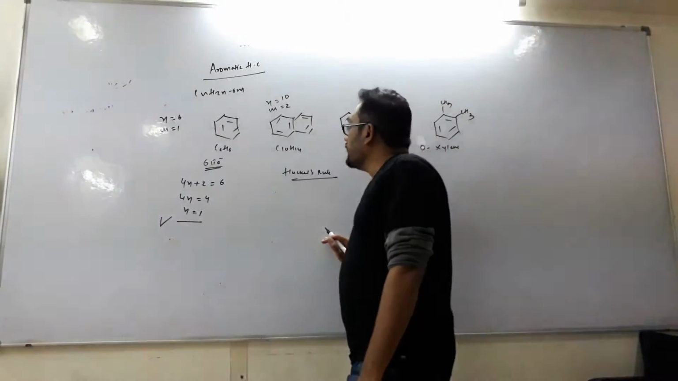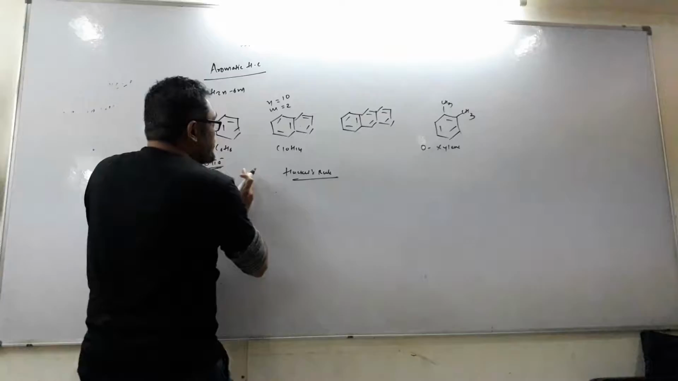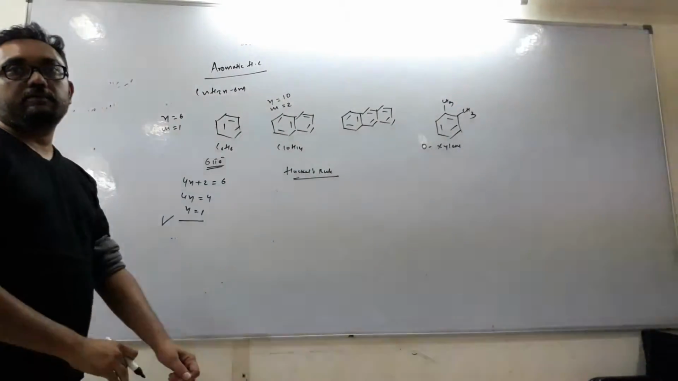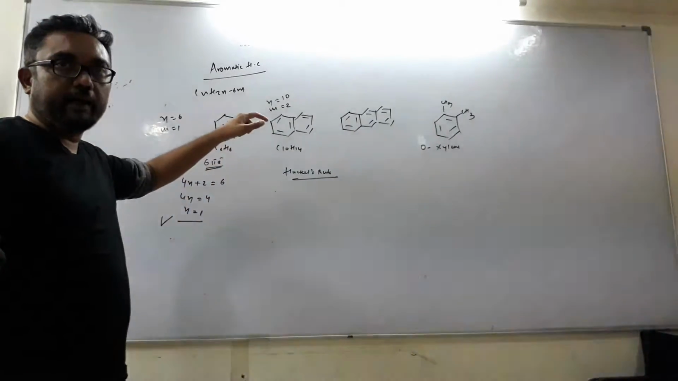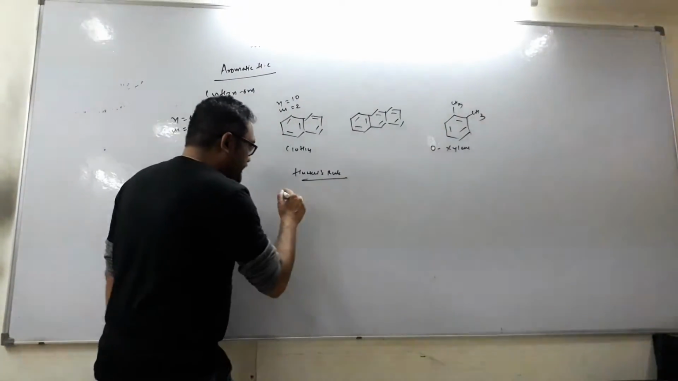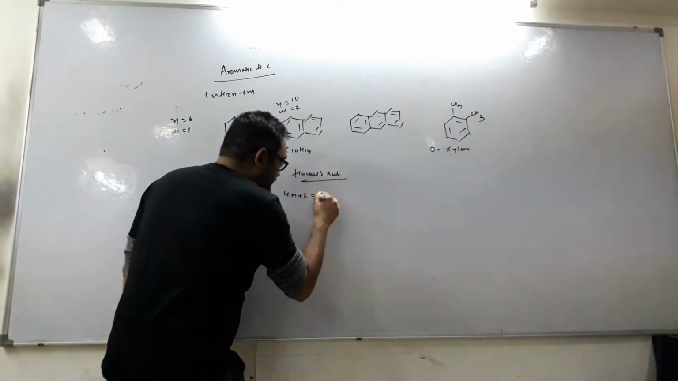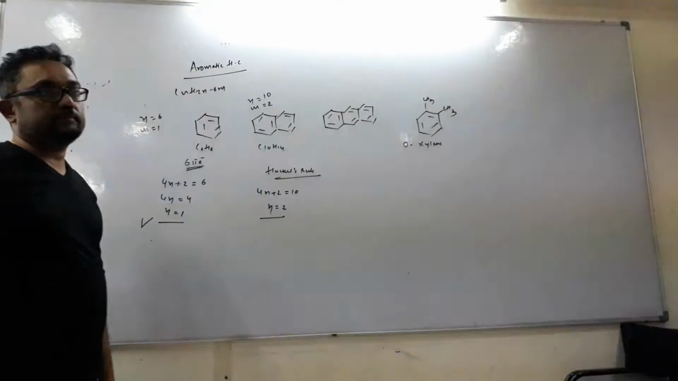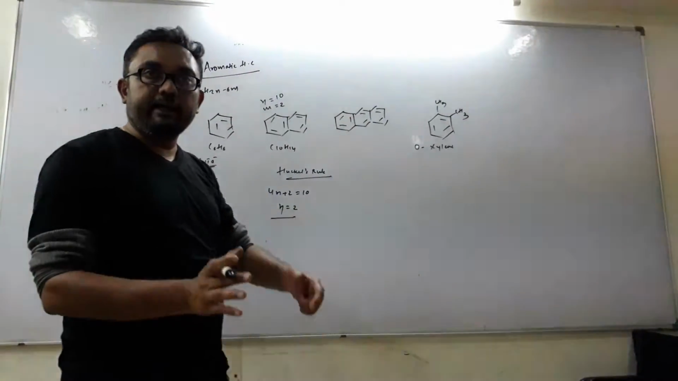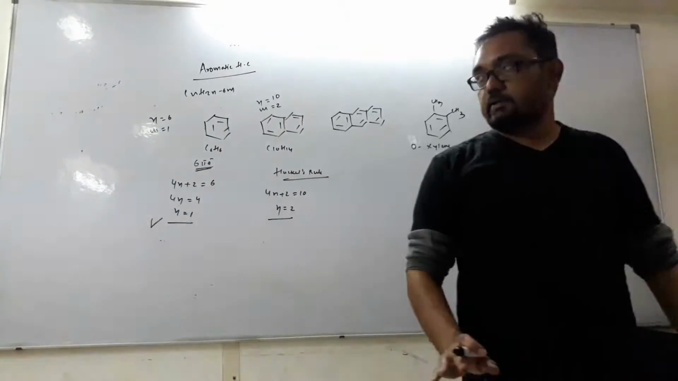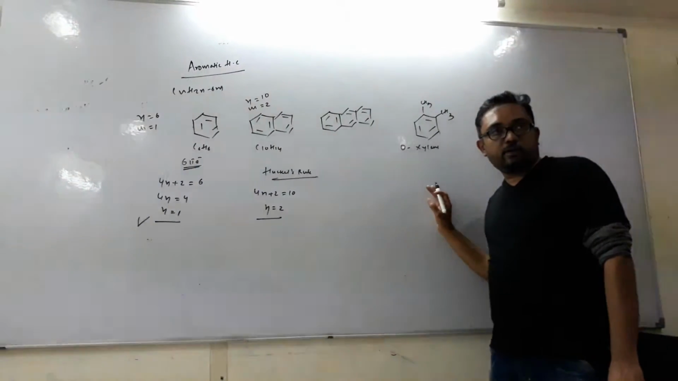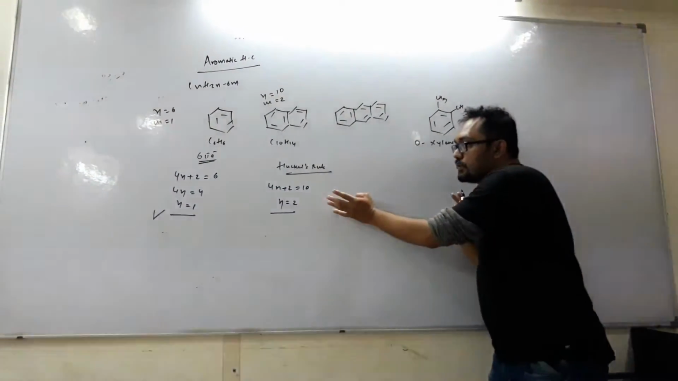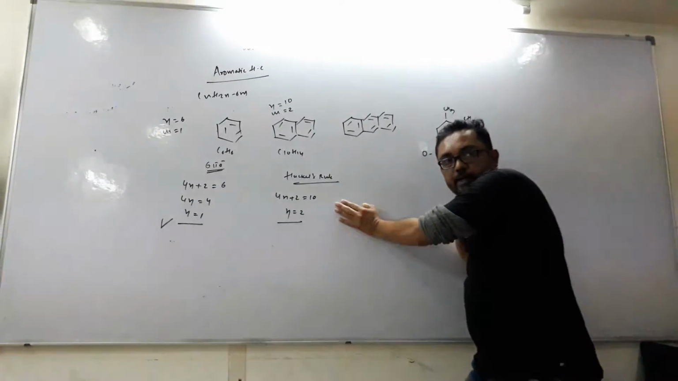Alright. Let's apply this 4n plus 2 rule to naphthalene. How many total electrons are in a delocalization? 10. 5 pi bonds are alternate. So if I apply 4n plus 2 equals 10, then what n am I getting? 2. And I am getting an integer, so this is also aromatic. So he gave a mathematical rule to find whether the compound is aromatic or not. All those compounds which follow this rule are aromatic.